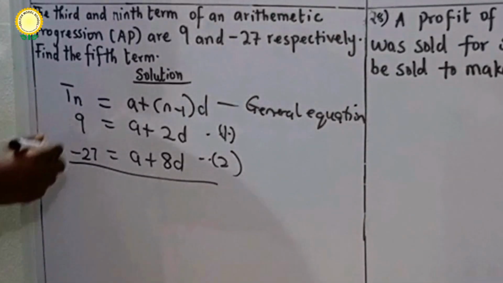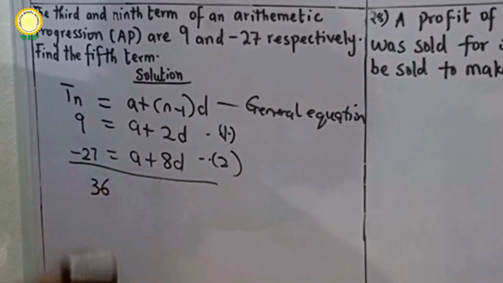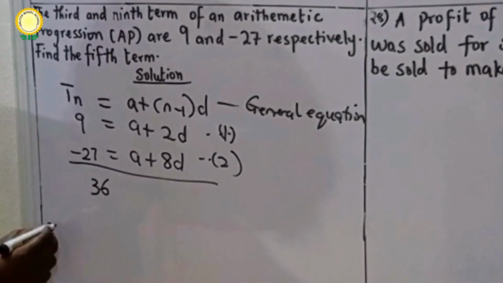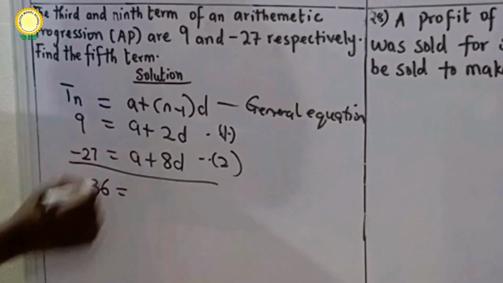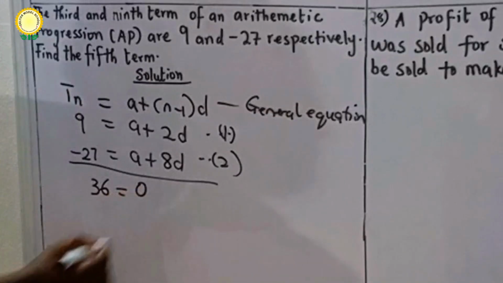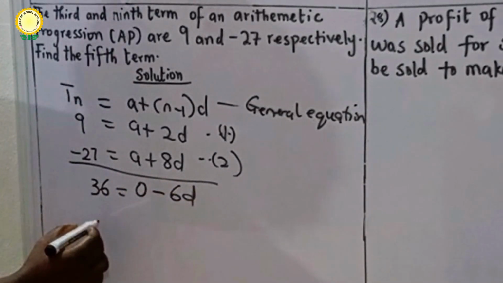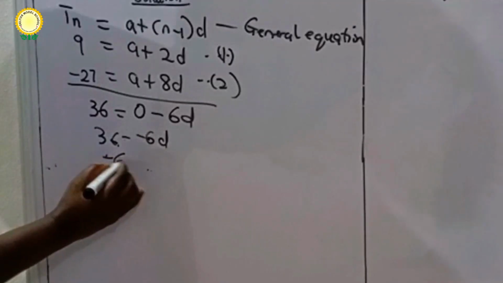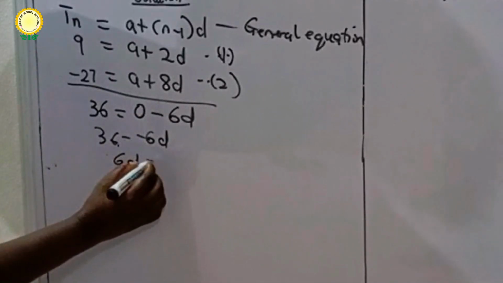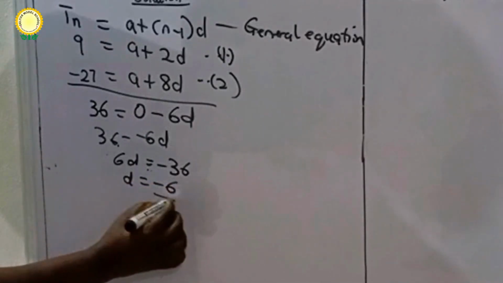Equation 1 minus 2. 9 minus minus 27 will give you what? 36, right? 9 minus minus 27 is 9 plus 27, so we have 27 plus 9 is 36. Then we have A minus A will be what? 0. And 2 minus 8 is 6. Therefore, 36 equals negative 6D. Negative 6D here will become positive, and 36 will come to this side and become negative. So D is equal to negative 6.